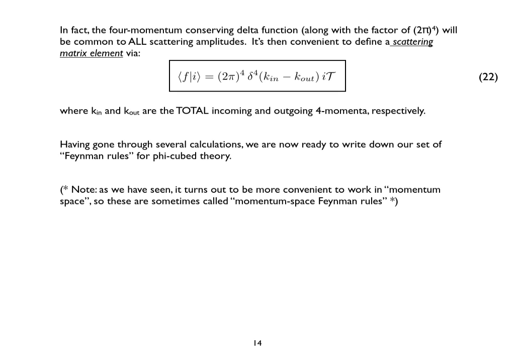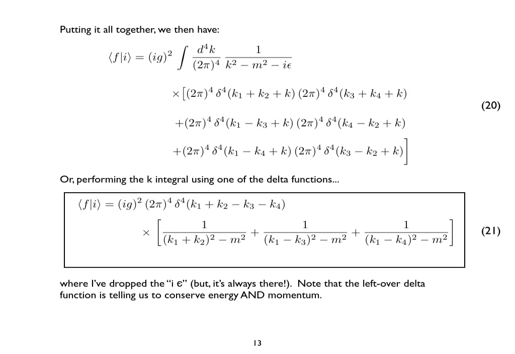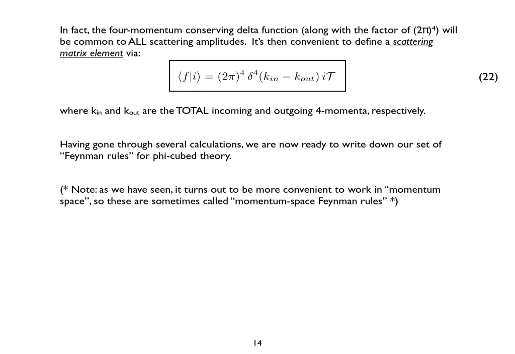This energy-momentum conserving delta function and this factor of 2 pi to the 4th will come in every scattering calculation that you do. So what we typically do is factor that out. This is called the S matrix, remember, we called the scattering matrix S. We'll factor that stuff out and define a new matrix called the T matrix. The T matrix is defined by stripping the constant 2 pi to the 4th and the delta function out of the S matrix. K in and K out are just the total incoming and outgoing momentum.